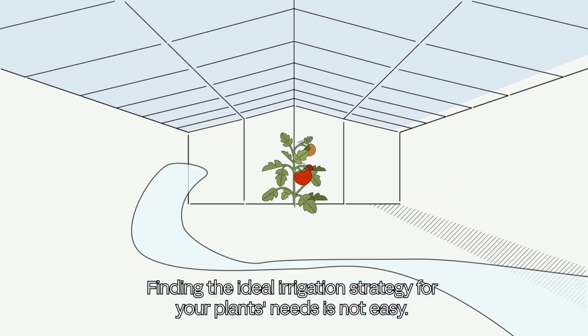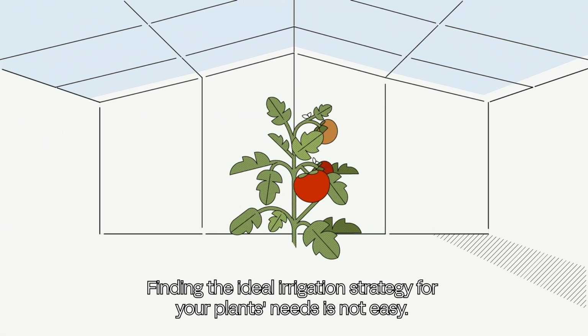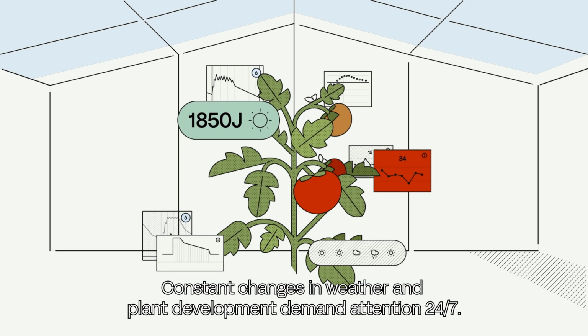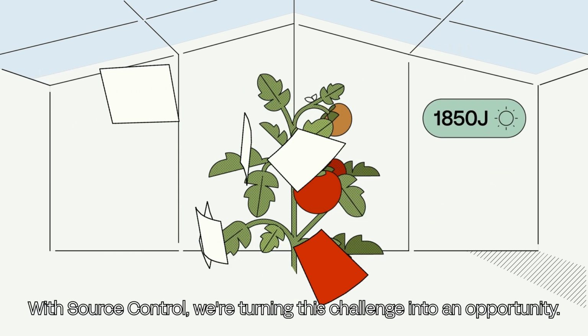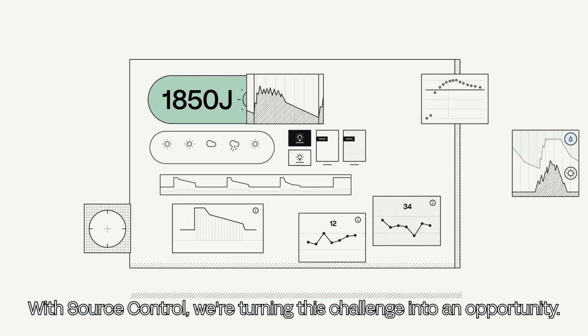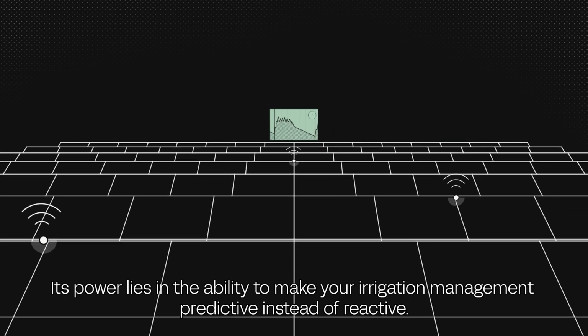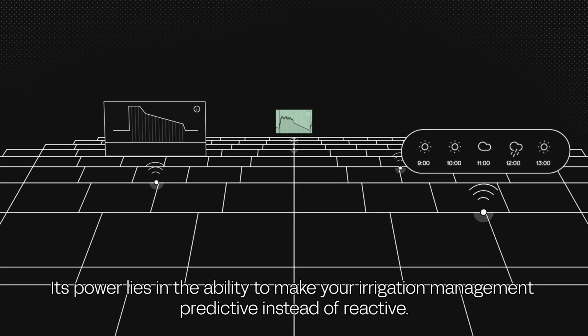Finding the ideal irrigation strategy for your plant's needs is not easy. Constant changes in weather and plant development demand attention 24/7. With Irrigation Control, we're turning this challenge into an opportunity. Its power lies in the ability to make your irrigation management predictive instead of reactive.